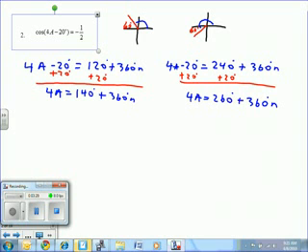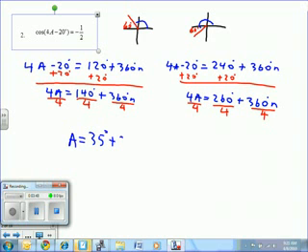And then your last step is to do what? Divide by 4. And we end up with a equals what? 35 plus 90n and 65 plus 90n.